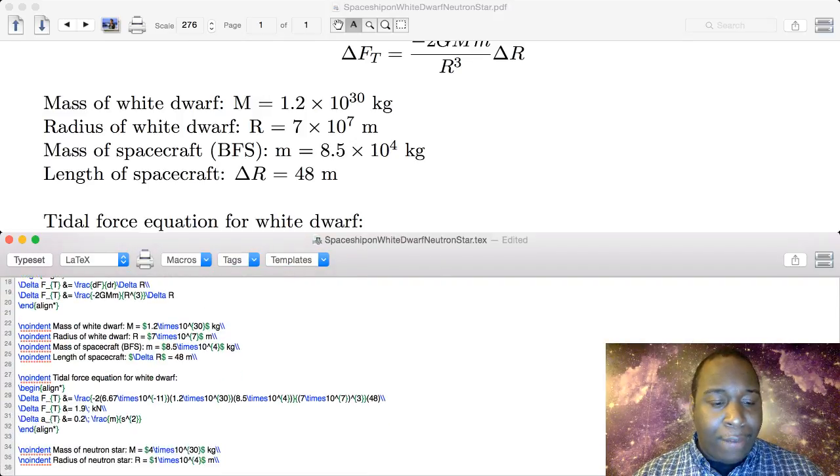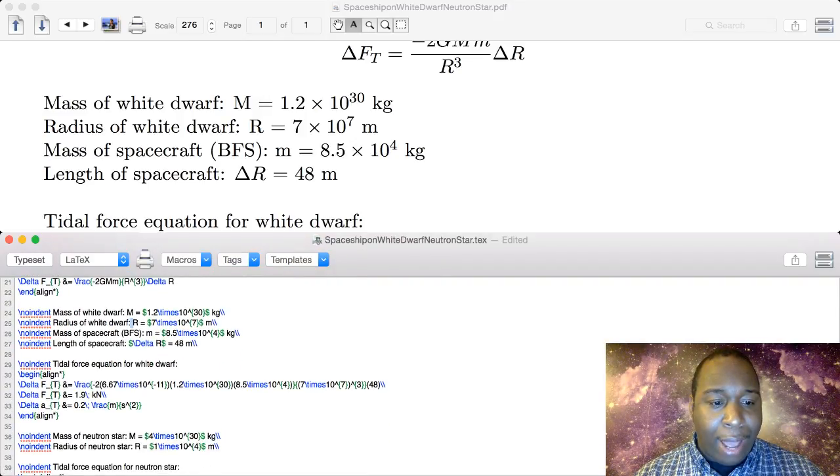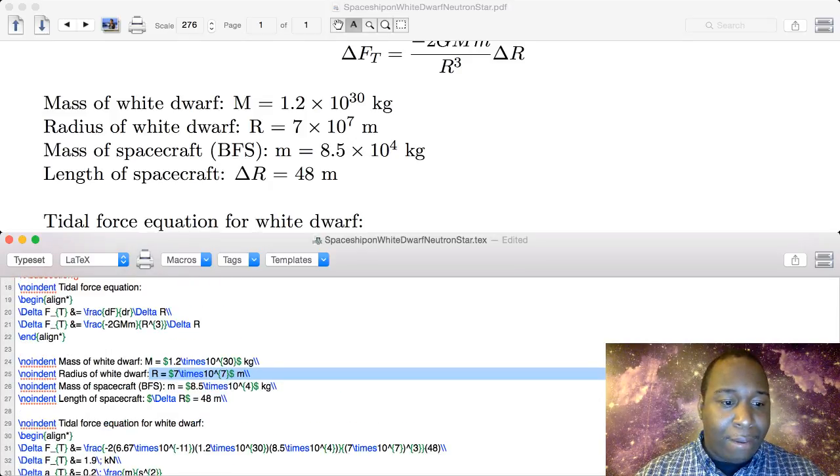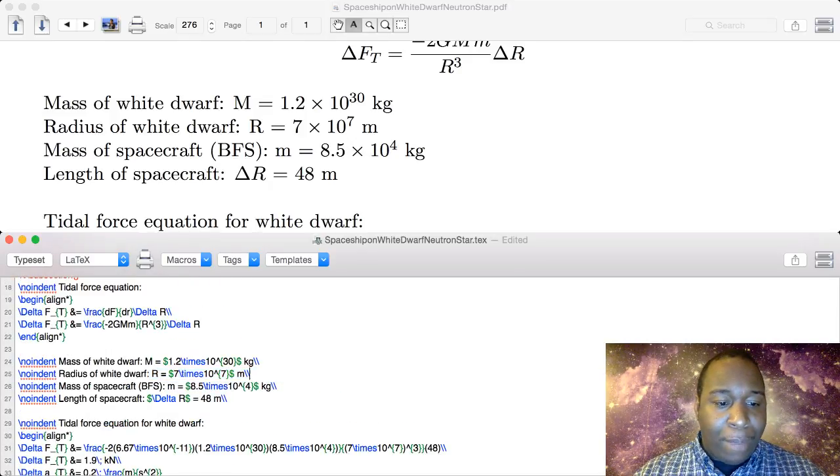And so I'm going to highlight it down here, and make this font a little bit bigger so you can see it better. Instead of it being an R value equal to 7 times 10 to the 7 meters, it should have been R equals 7 times 10 to the 6 meters.